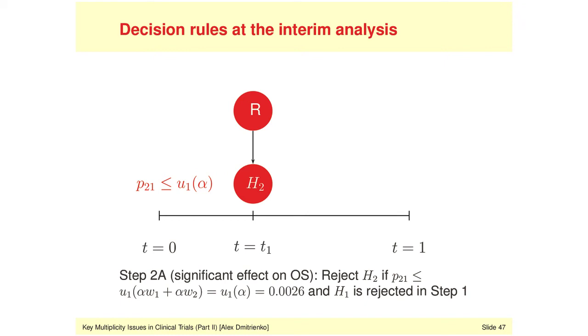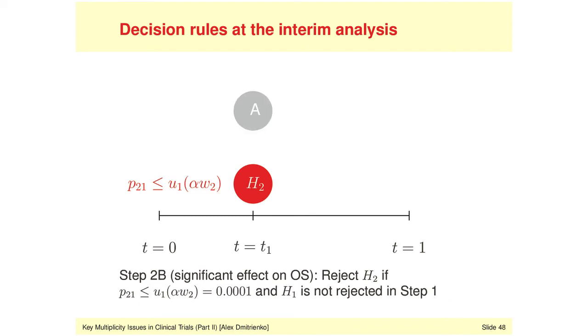In this case, the p-value p21 will be compared to the adjusted significance level, which corresponds to the case where the Holm procedure tests H2 at the full alpha. This adjusted significance level is shown at the bottom of the slide. This is actually the standard adjusted significance level, which is derived from the O'Brien-Fleming alpha spending function. It is 0.0026, and we can now claim a significant effect on overall survival if its p-value is less than or equal to this adjusted significance level.